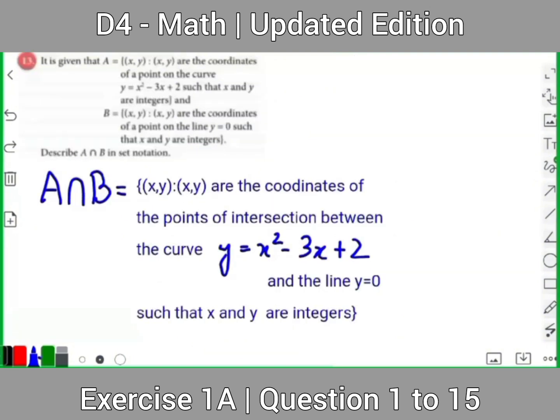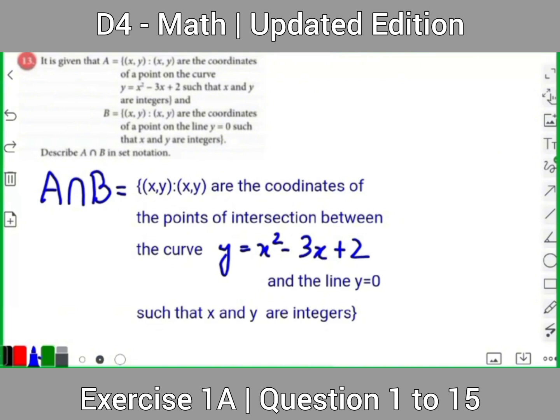Now in question 13, it is given that set A is {(x, y)} such that (x, y) are the coordinates of a point on the curve y = x squared minus 3x plus 2 such that x and y are integers. And the set B is a set of ordered pairs (x, y) such that (x, y) are the coordinates of a point on the line y = 0 such that x and y are integers. So we have to describe A intersection B in set notation.